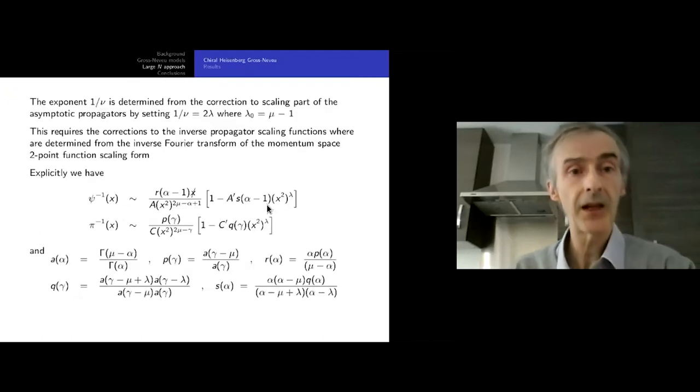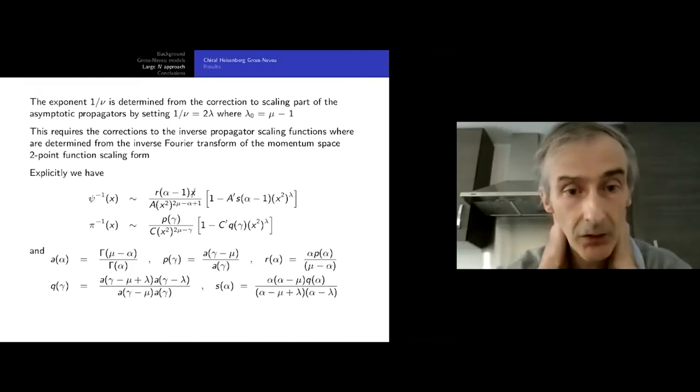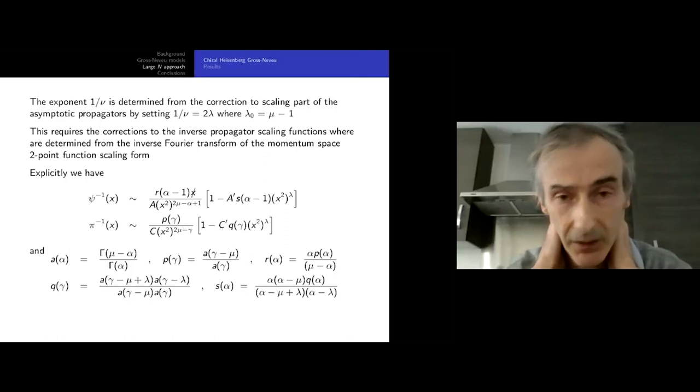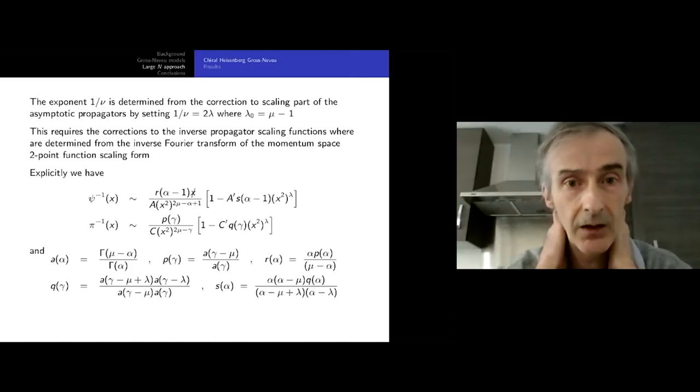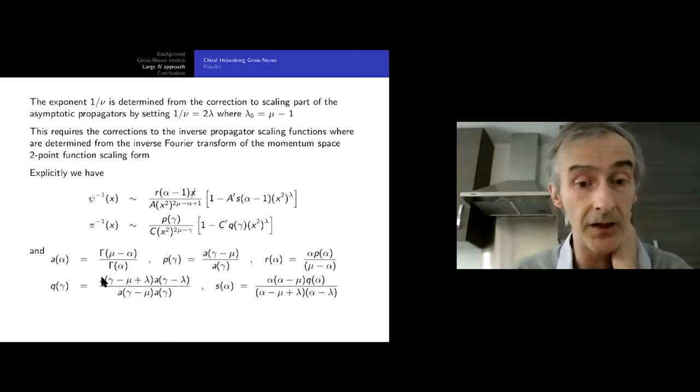The correction to scaling that I had, which had the exponent lambda, can also be incorporated within the formalism. And in the condensed matter language, the correlation scale exponent. And it's slightly more involved because you have to calculate the two-point function scaling function before you solve the equations. And it involves a Hartmann set of gamma functions incorporated in this notation.